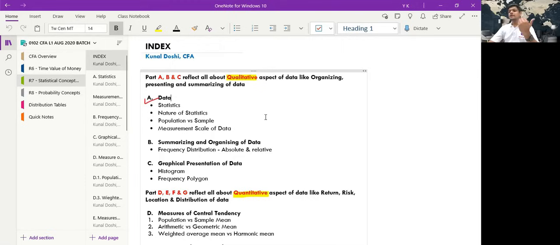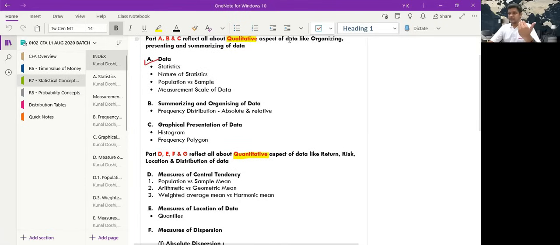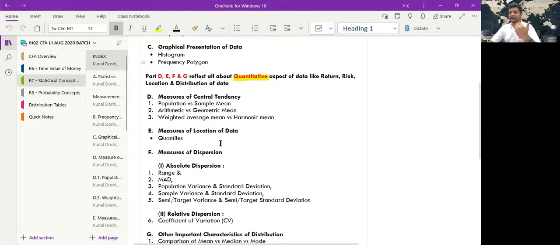Now, when we go to the quantitative aspect of data, we have to focus on two things. That is the measures of central tendency, which is mean, and the dispersion around it, which is called the deviation. So it is basically nothing but the focus of return and risk. That is what we understand from the financial perspective. So measures of central tendency and dispersion as well as location, these are the quantitative aspect of data. They will tell us some numbers, some probabilities, some percentage of the data.